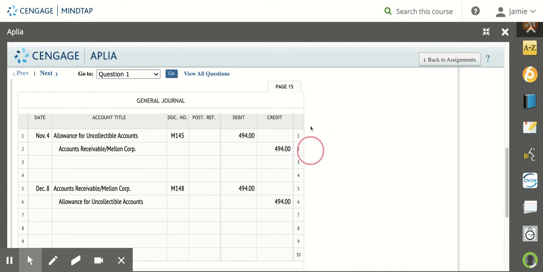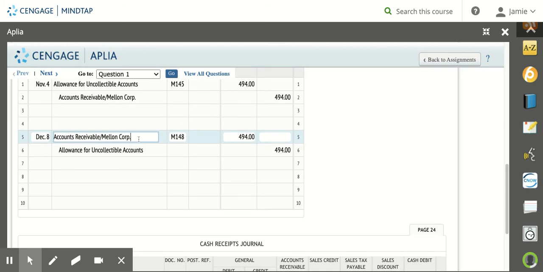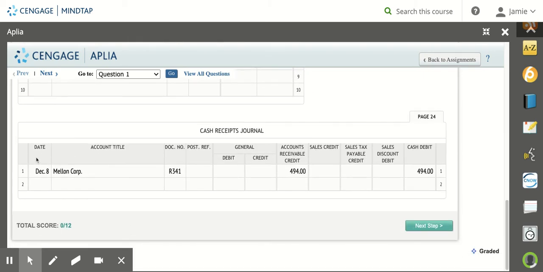November 4th, we said we're never going to get that money, so we're crediting accounts receivable to eliminate their balance. Then on December 8th, we received the money. We didn't think that we would, but we did. So then we need to put the money back into their account with a debit to accounts receivable. So we're just flipping what we did on November 4th. And then we also need to record the cash receipts. So we go into our cash receipts journal, debit cash, credit accounts receivable. And now they no longer have a balance.